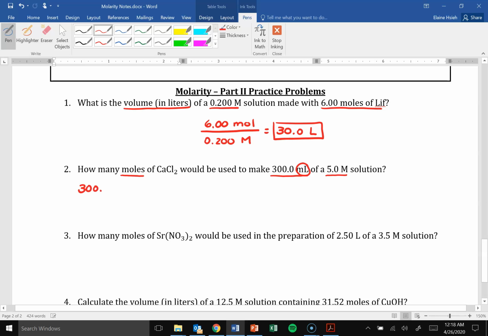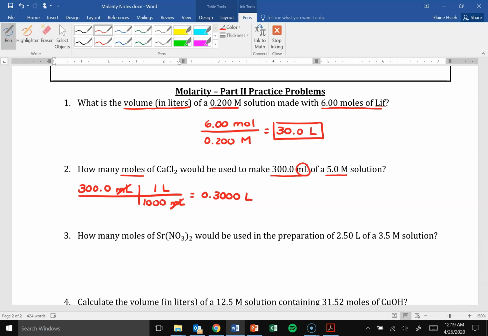300.0 milliliters divided by 1,000, and that is equal to 0.3000 liters. And now that we have done that, we can plug it into the equation. Now in this case, since we're looking for moles, then we're going to use the equation moles of the solute is equal to the molarity times the liters of solution.